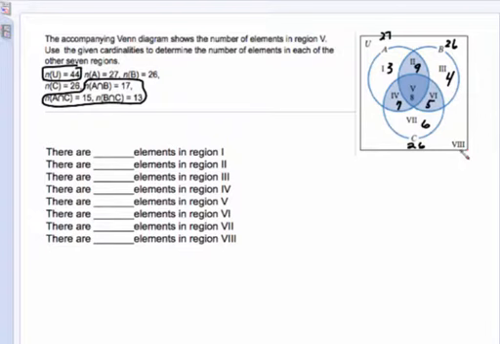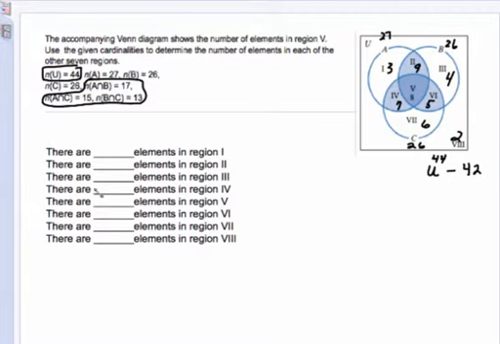To find out what's in region 8, that is going to be our universal set. Take away all of this. If you add all of this up, 3 plus 9 is 12, plus 8 is 20, plus 7 is 27, plus this is 33, plus 5 is 38, plus 4 is 42. So the number in the universal, which is 44, minus 42 is 2.